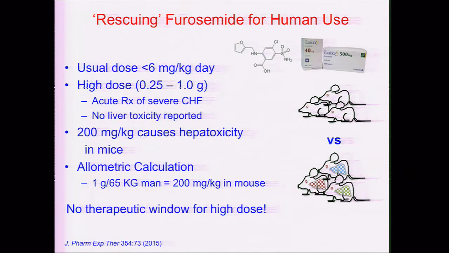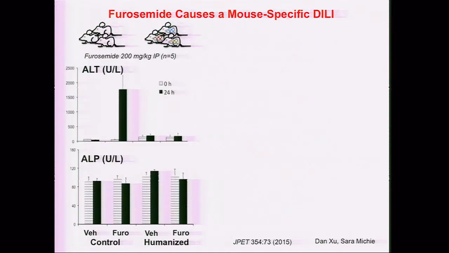So the question is, could using the humanized mice give you key information that would enable a drug that would be safe and effective in humans not to be barred from development because of a rodent toxicity? Any of you who've been around industry will be aware that that is not an uncommon problem. So what we did was we gave control mice a high dose of Lasix, 200 mg per kg.